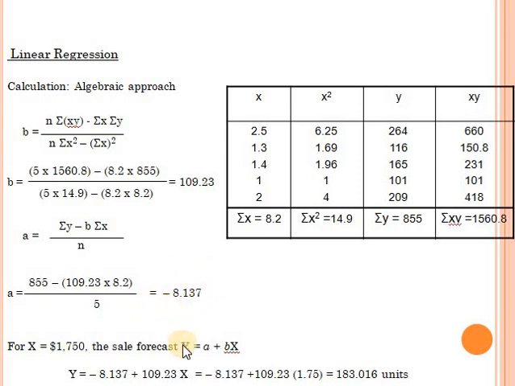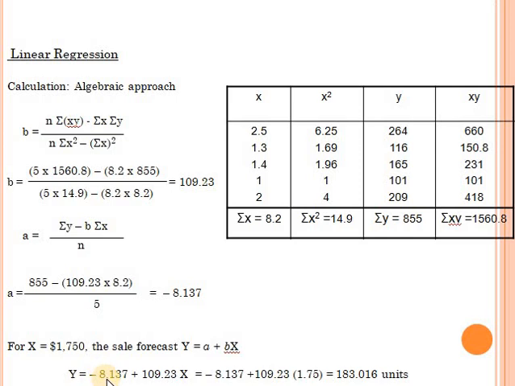Now what do I do? I just put the equation related to the linear regression: Y equals A plus B times x. I already got A and I already got B. And I know that the value of x was given. I said that for the value of 1,750, what will be the sales? So I need to find y. I already know all these values. I put the values in the equation to get the final answer of y.